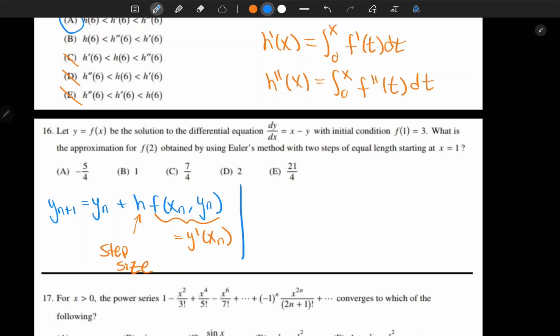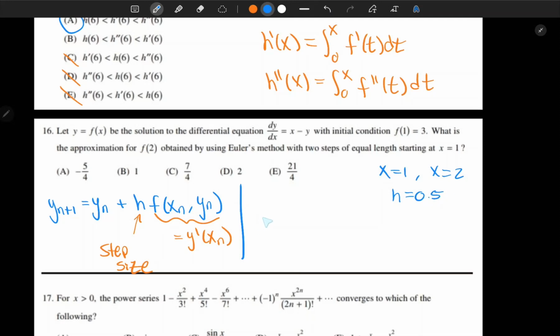So let's do the method. Well, we know that we're starting at x is equal to 1, and we're going to 2, because we want to approximate f of 2, where 2 is the x value. So going from 1 to 2 for x with 2 equal steps, so 2 steps of equal length. Well, if we want to take 2 steps of equal length from x is equal to 1 to x is equal to 2, we see that h has to be 0.5.